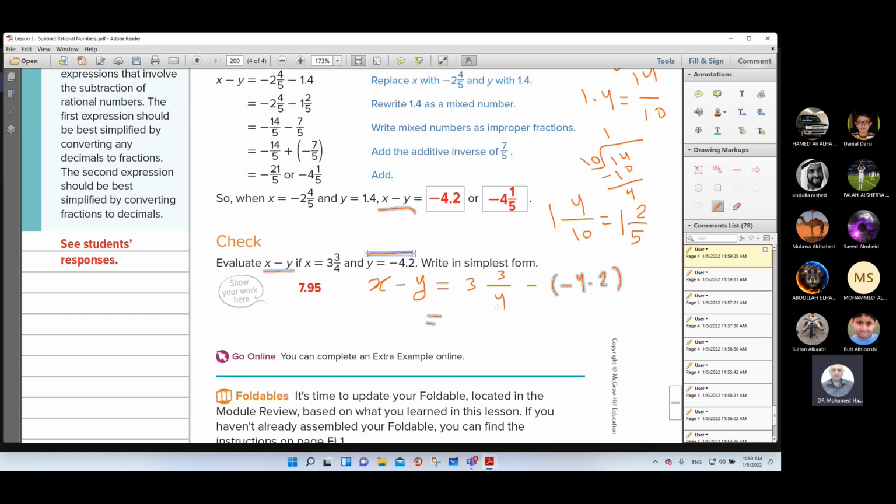We can change the mixed number to the fraction, then to the decimal. Or we can change the decimal to the fraction, then to the mixed number. It's up to you. You can do the two methods here. And for me, I will change the mixed number to the decimal. How? Change it to the fraction at the first. 3 times 4, 12. 12 plus 3 will be 15 over 4.